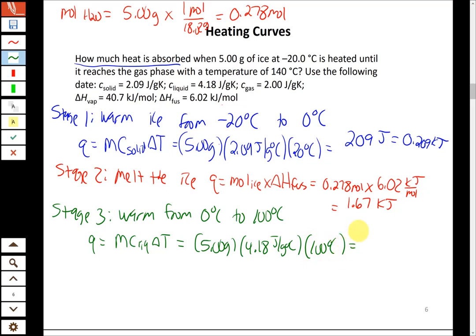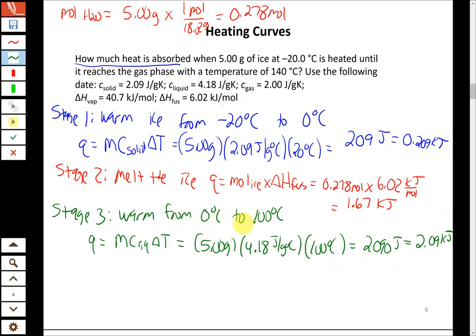So that's going to be 2,090 joules. What does that stage say? Liquid, LIQ. We have to make sure we use the correct specific heat capacity for the liquid in this case, because we're talking about liquid water. So this heat is 2.09 kilojoules to warm the water from 0 to 100.